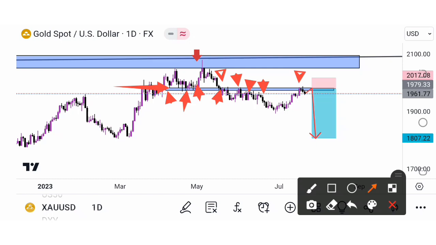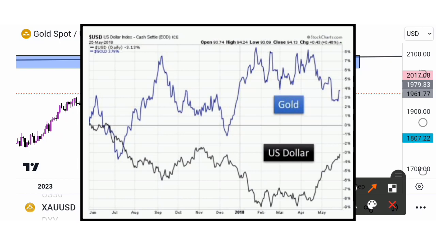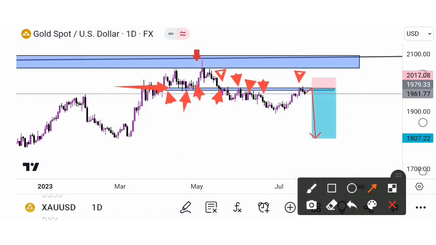So there's no point for us to continue looking for buyers when the market is clearly indicating bearishness. And remember, another tip is that whenever the dollar index is bullish, gold is bearish, and whenever the dollar index is bearish, gold is bullish. If you want me to explain, you can comment on what I mean by that, and I'll explain to you guys.